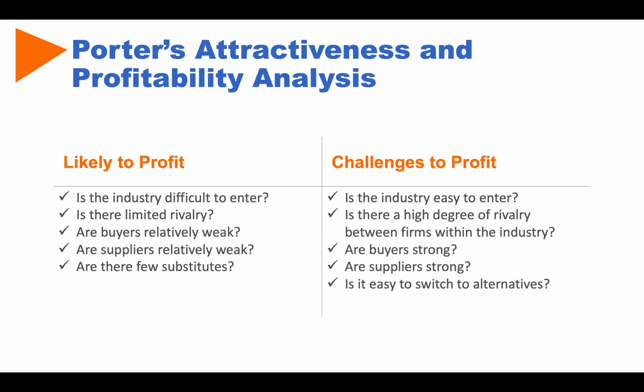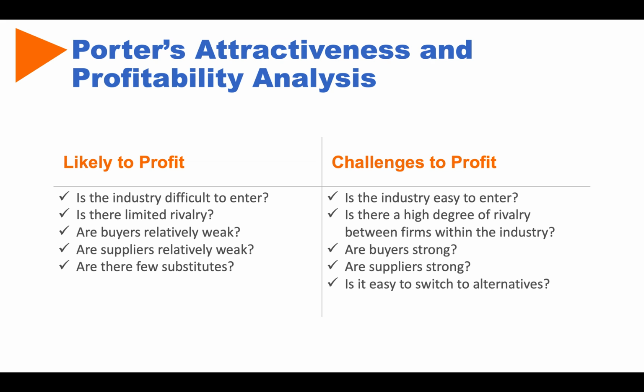So these six factors, looking at rivalry among competitors within an industry, can basically be boiled down to these two columns here. On the left side, you see whether or not you're likely to profit, and on the right side, you see the challenges to profit. You can look at these questions, right? Is the industry difficult to enter? You're more likely to make a profit because you don't have new entrants. Is there limited rivalry? It's better off for you.